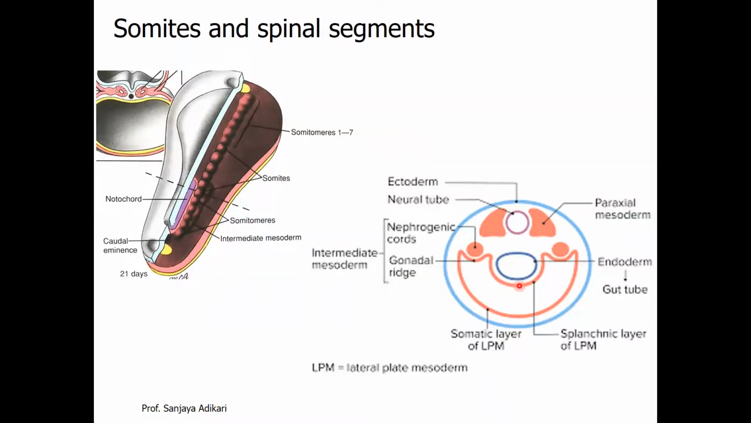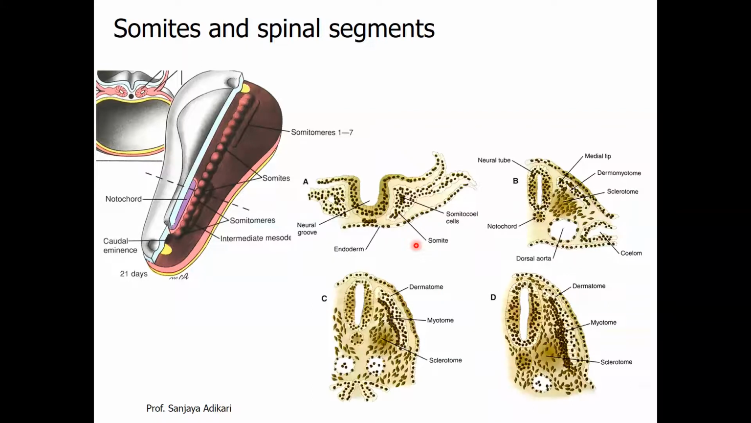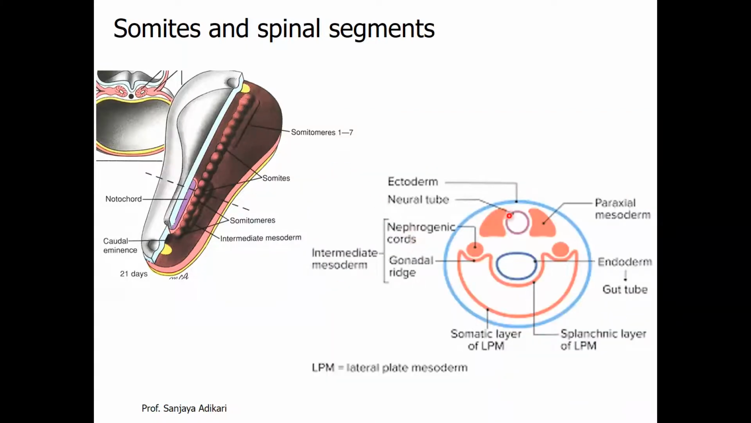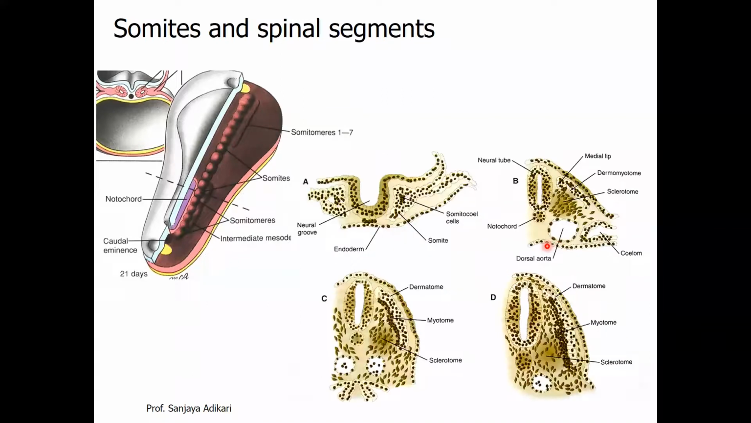So I just summarized it to show you the relevance. Then these somites that developed from paraxial mesoderm, you see here, they further develop into three areas. There's a sclerotome area in the somite, there's a dermatome area, and a myotome area.